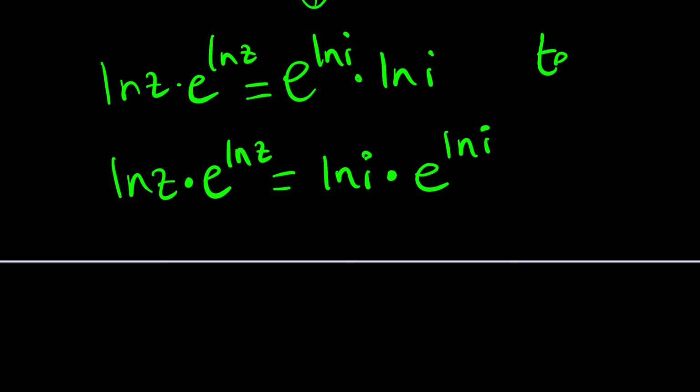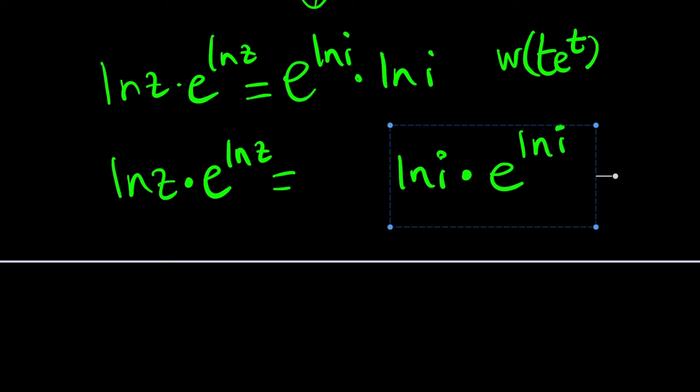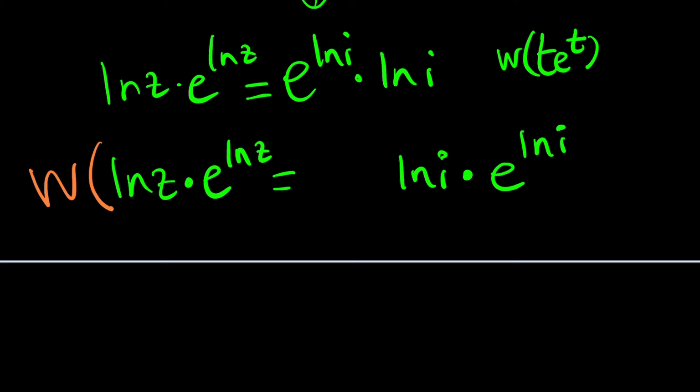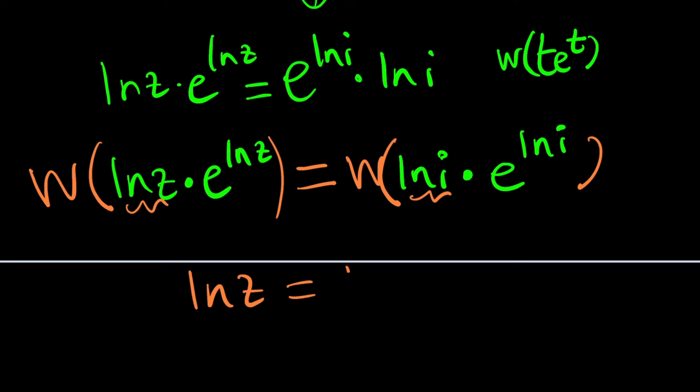And if you remember, our structure was like this, right? t to the t. So now here's the thing. If you apply the Lambert W function to both sides, then you're going to arrive at the solution real quick. Well, this wasn't a quick video, but I wanted to explain everything in great detail. Hopefully you don't mind. Some people do. But anyways, if you apply W to both sides, you're going to end up with t, and this is c. So ln z is going to equal ln i.